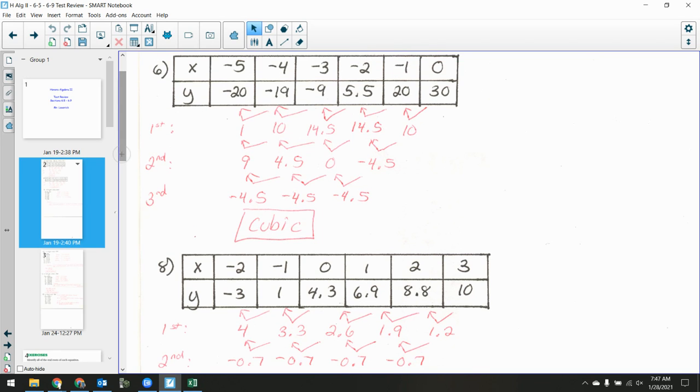All right, so go ahead and check your answers for these problems. Here's 6 and a little bit of 8. Make sure you show the differences.